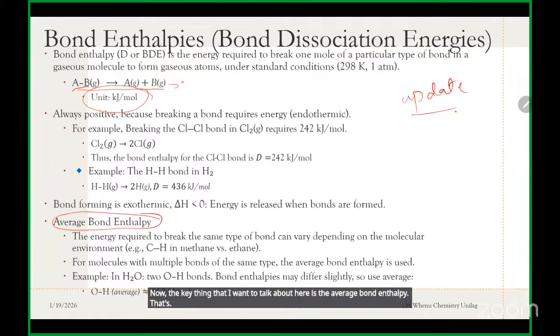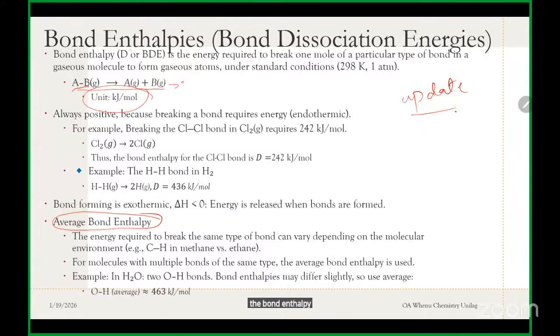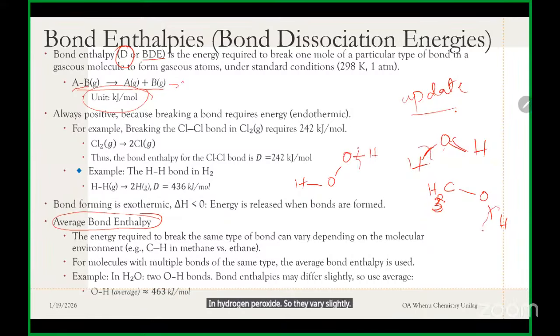That's the bond enthalpy that we have defined, often given the symbol D or BDE, and it depends on the environment. I mentioned OH the other time. So this is OH in water. You can also have OH in COH, this is methanol. You can also have OH in hydrogen peroxide. So they vary slightly. All these OH vary slightly. But we now have the average bond enthalpy.